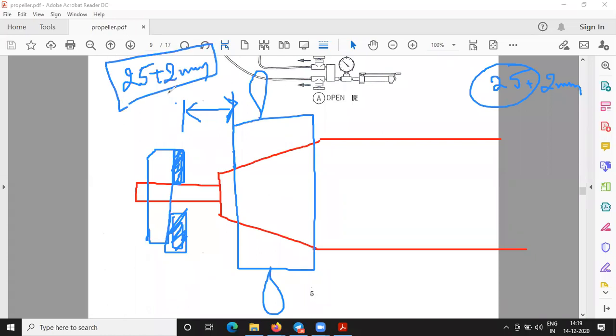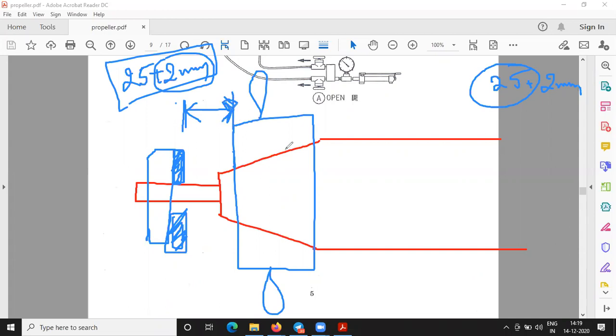Sir, is this 2 mm fixed for all types of propeller? Yes, sir. I will tell the significance of 2 mm. Okay, the significance is clear, but I'm asking whether this value is fixed. It will be fixed only. You can keep it 2 mm, 1 mm.